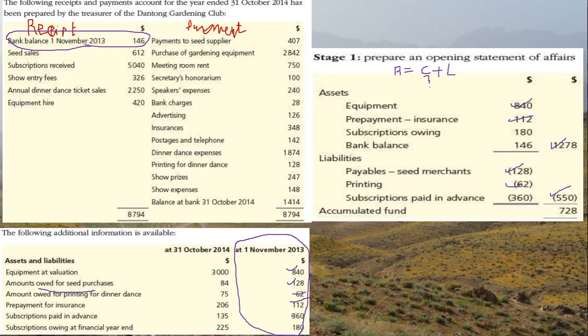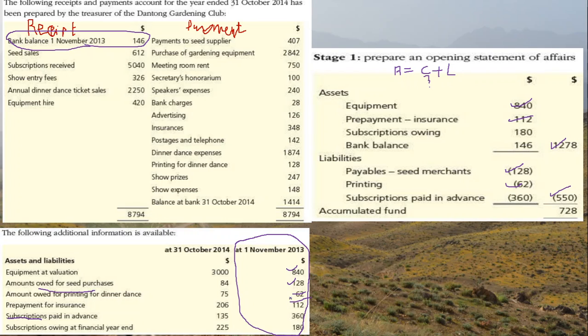Then 360 subscription paid in advance. Here what you need to understand is subscriptions are income for the club. We are the accountant of the club. So subscription paid in advance means we are not paying it, we are receiving it. We are the accountant. So the members are paying in advance. If the members pay in advance, it becomes an advance income for us.